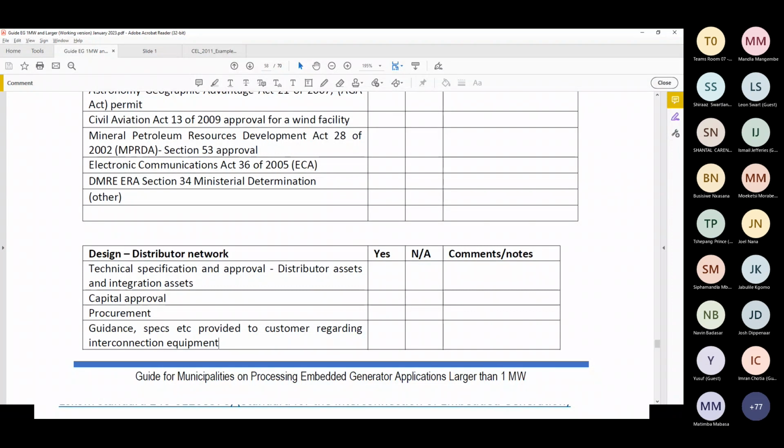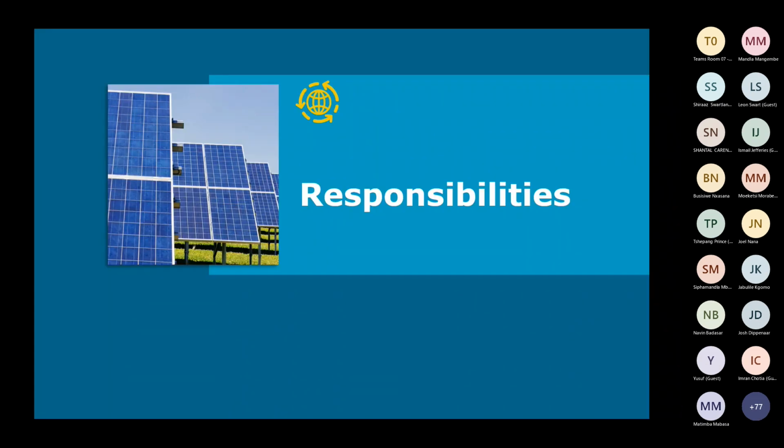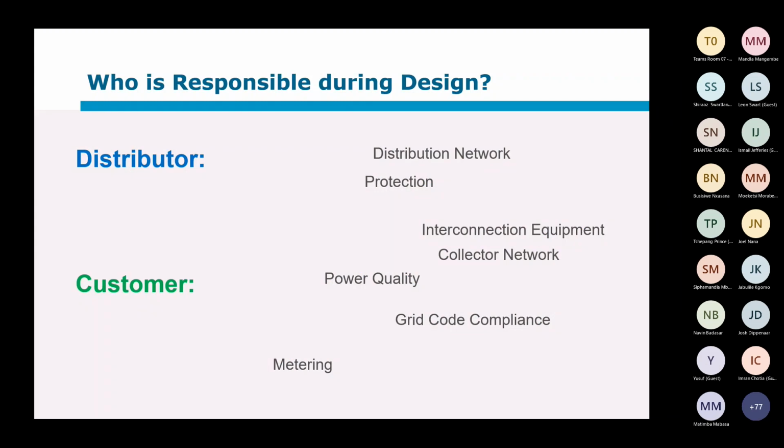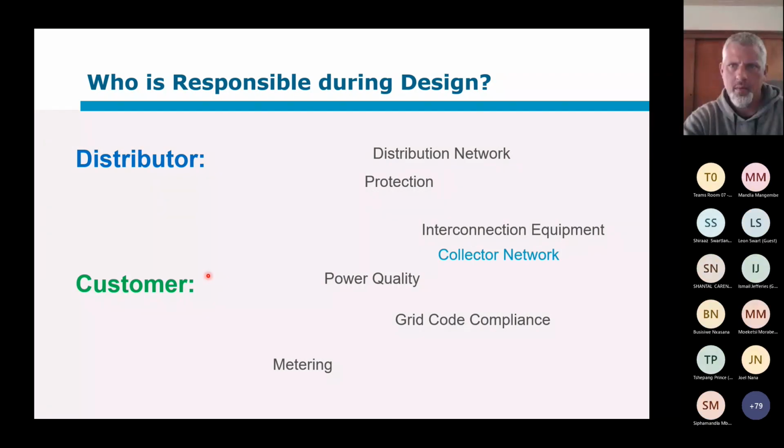Okay, so let's just quickly look at the responsibilities. That's just to get you all thinking, and I know with 100 odd people it's difficult to all participate, but we've got the two parties here, the distributor and the customer. I've made a list of some of the parts that are being designed. And let's see, what do you think? The first one, the collector network. Who's going to be responsible here? Would it be the distributor or the customer?